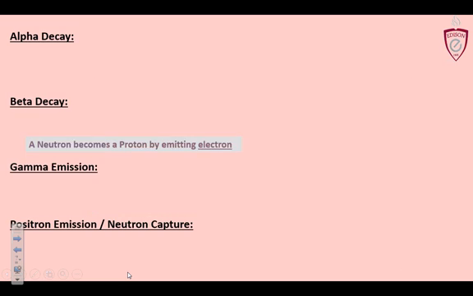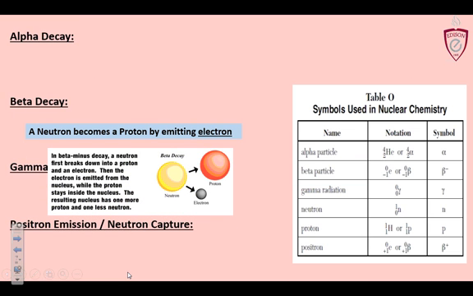Beta decay. Now, a neutron becomes a proton by emitting an electron. So the emission is an electron flying out. But what also happens is that the atomic number will go up, interestingly, but the atomic mass does not change. So you'll see that when we're balancing some equations in the next video.